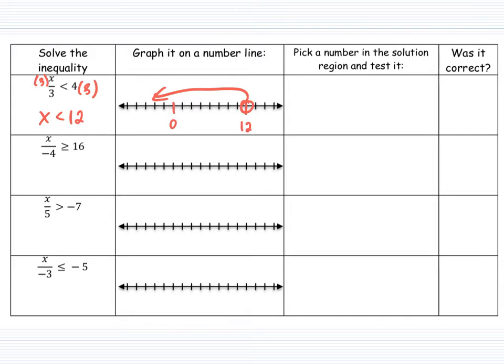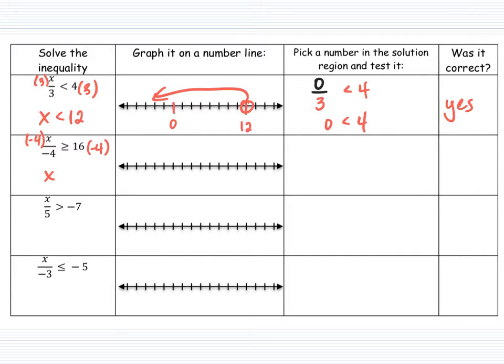And I'm going to pick 0 as my checkpoint. So 0 divided by 3 is less than 4. 0 is less than 4. That is true, so that worked. On the next one, I'm going to multiply both sides by -4.